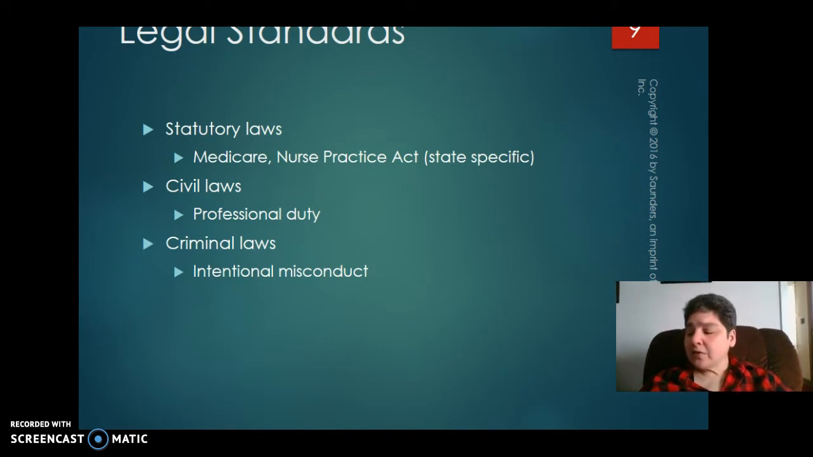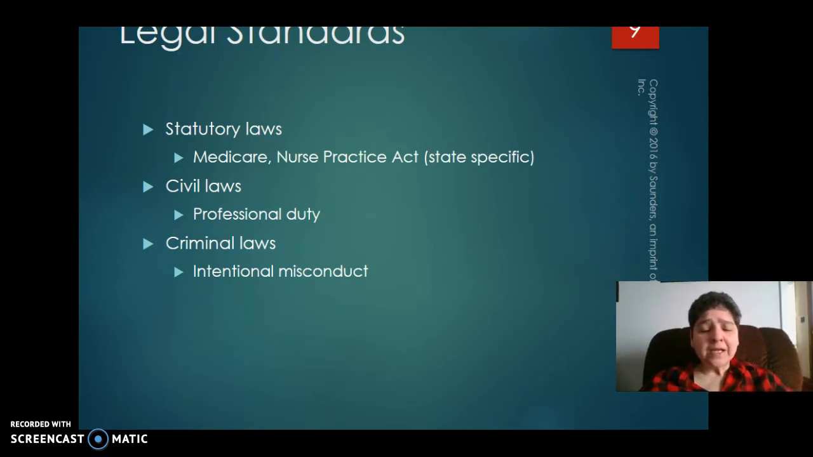Civil laws, these are the ones that are developed through court decisions. They're created by precedents rather than written statutes. So if something happens and it sets a precedent for future nursing practice, that's where we would see that come into play. This has to do with professional duty as a nurse.